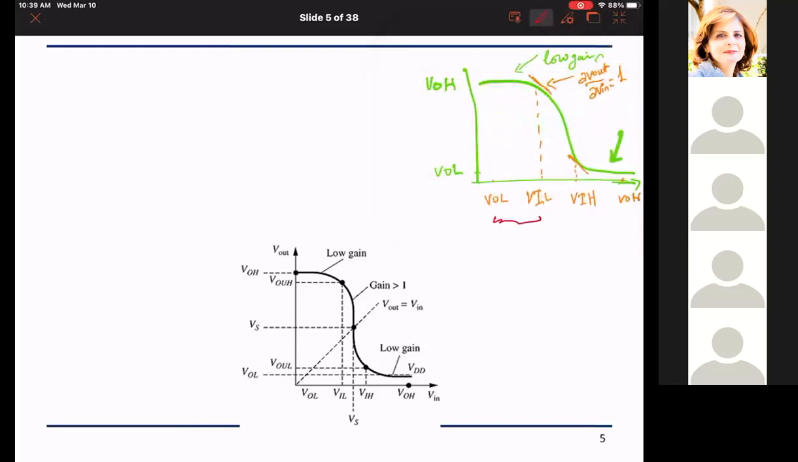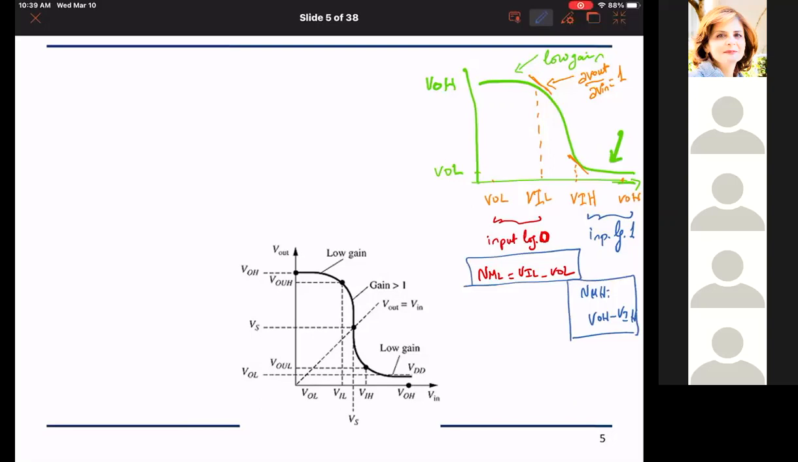From VOL to VIL determines the input logic low, which is logic 0. So the noise margin low is VIL minus VOL, as we learned before, and then those 2 points will determine my input logic 1. And the noise margin high will be VOH minus VIH. So these are the noise margins that we care about.